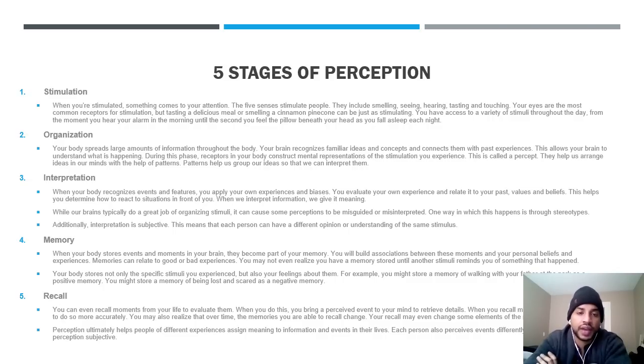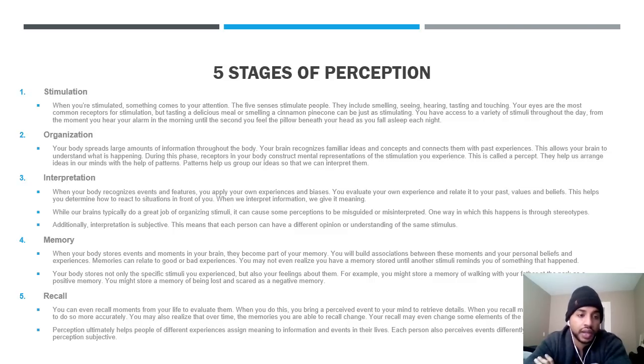The 5 senses stimulate people: touch, feel, see, hear, smell. They include smelling, seeing, all that stuff. Your eyes are the most common receptors, obviously. So everyone knows what stimulation is.